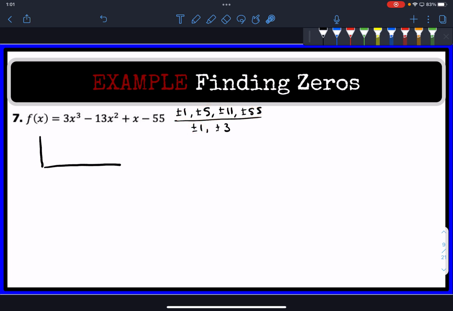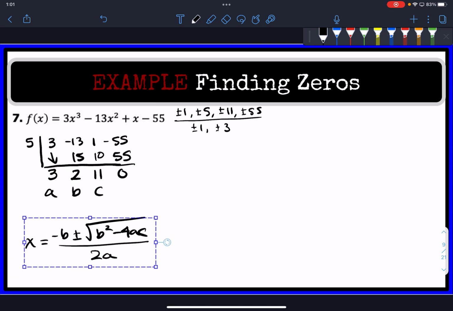And let's test +5. Let's test +5. 5 divided by 1, 5. So 3, -13, +1, -55. Bring down the 3. That gives us 15 and 2. This is going to give us 10 and 11 and +55 and 0. So 5 works.